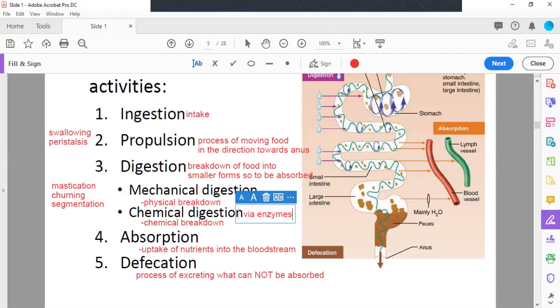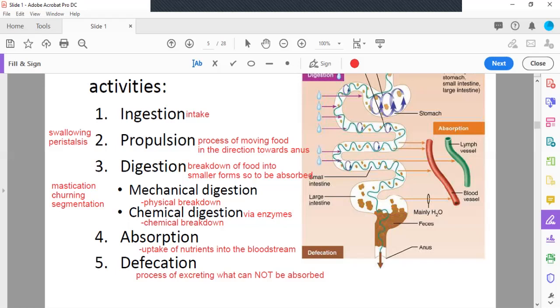And absorption. I noticed some confusion when you look at the image on the right side, and it shows you two different types of vessels underneath absorption. But in my definition, it says the uptake of nutrients into the bloodstream. Here's what it means: you can either absorb straight into the bloodstream or you can absorb into the lymphatic vessel, which then takes the nutrients back into the bloodstream.